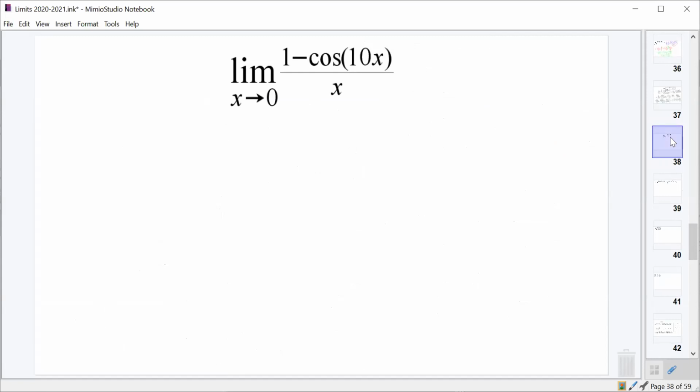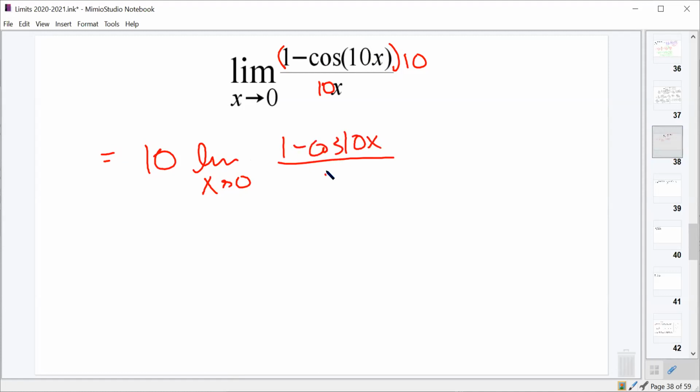Thoughts on this one? Looks pretty similar, right? Multiply by 10 over 10. All right, let's multiply by 10 over 10 because that's going to turn this into 1 minus cosine 10x over 10x. And if I put a 10 up here in my numerator, what can I do with the 10 that's in the numerator? Move it out front. Take it out to the front, 10 times the limit as x approaches 0. Now I've got 1 minus cosine of 10x over 10x.